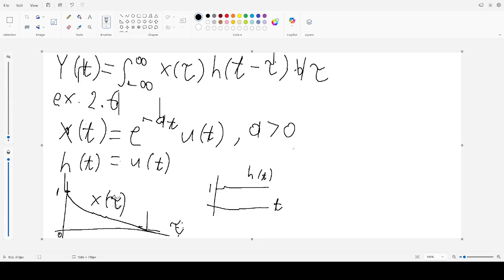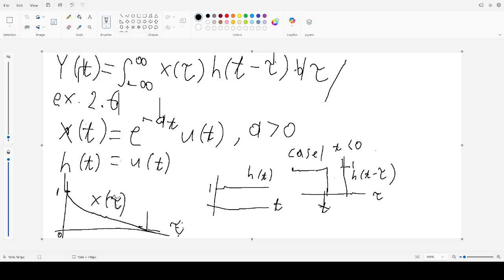So case 1, it's going to look like this. Height is still 1. Here's tau. Case 1 is t less than 0. This is h of t minus tau. And forgive me for traveling all around the screen. I'm trying to make use of space before I have to extend it.